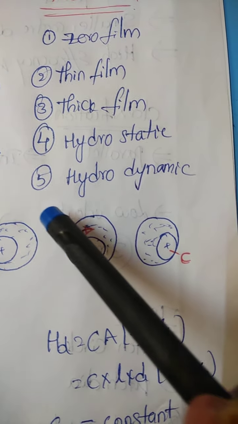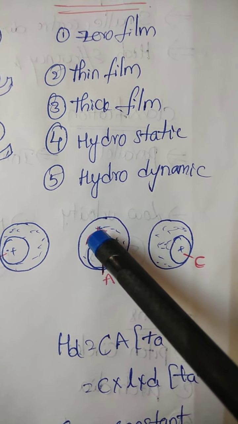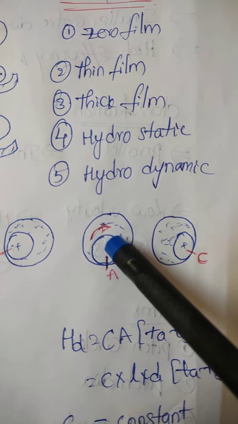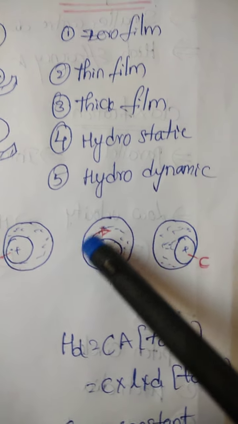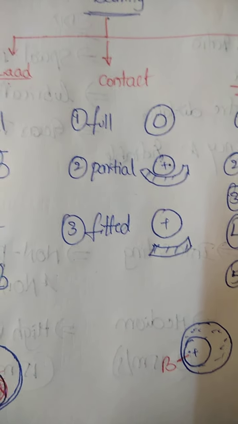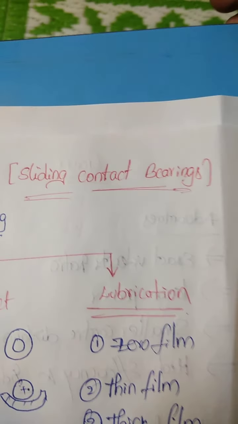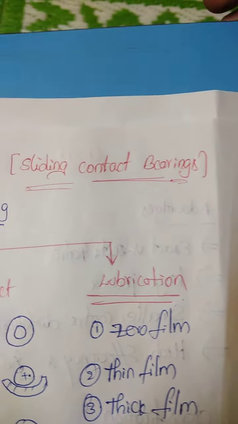That is nothing but the fluid, the lubricant, can be pumped inside and outside from the bearing corresponding to the speed of a journal. Clear to all? Based on motion, we have two types of bearings. That is nothing but sliding contact bearing. The second one is rolling contact bearing. Here our first unit belongs to sliding contact bearings.